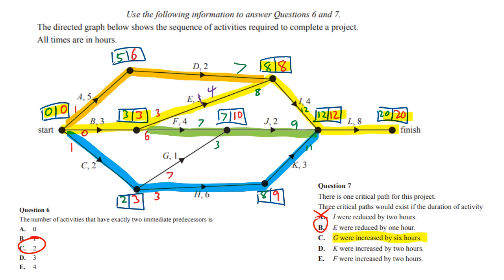If G were increased by 6 hours, so I said G was unlikely. If we increase it by 6, it becomes 7. So 2 plus 7 gives us 9 coming in. So this would actually become 9. And if we then took that 9 and added 2, we'd have 11. That would actually create 2 critical paths, but not 3, which is important.